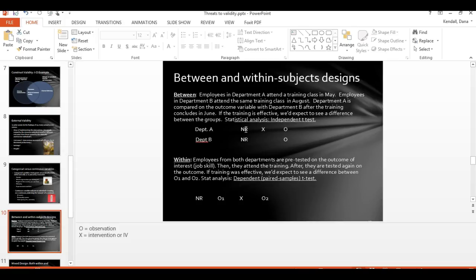Or you have a situation like this scenario where you have employees in Department A attend a training class at one point in time, and everyone in Department B attends the same training class but at a different time. So you cannot randomly assign people to groups, basically. Then you take a measure of their skills. And if the training is effective, we would expect to see a difference in means between Group 1 and Group 2. And we're going to use an independent t-test because there are different people in Department A than in B. So that means we'll do an independent t.